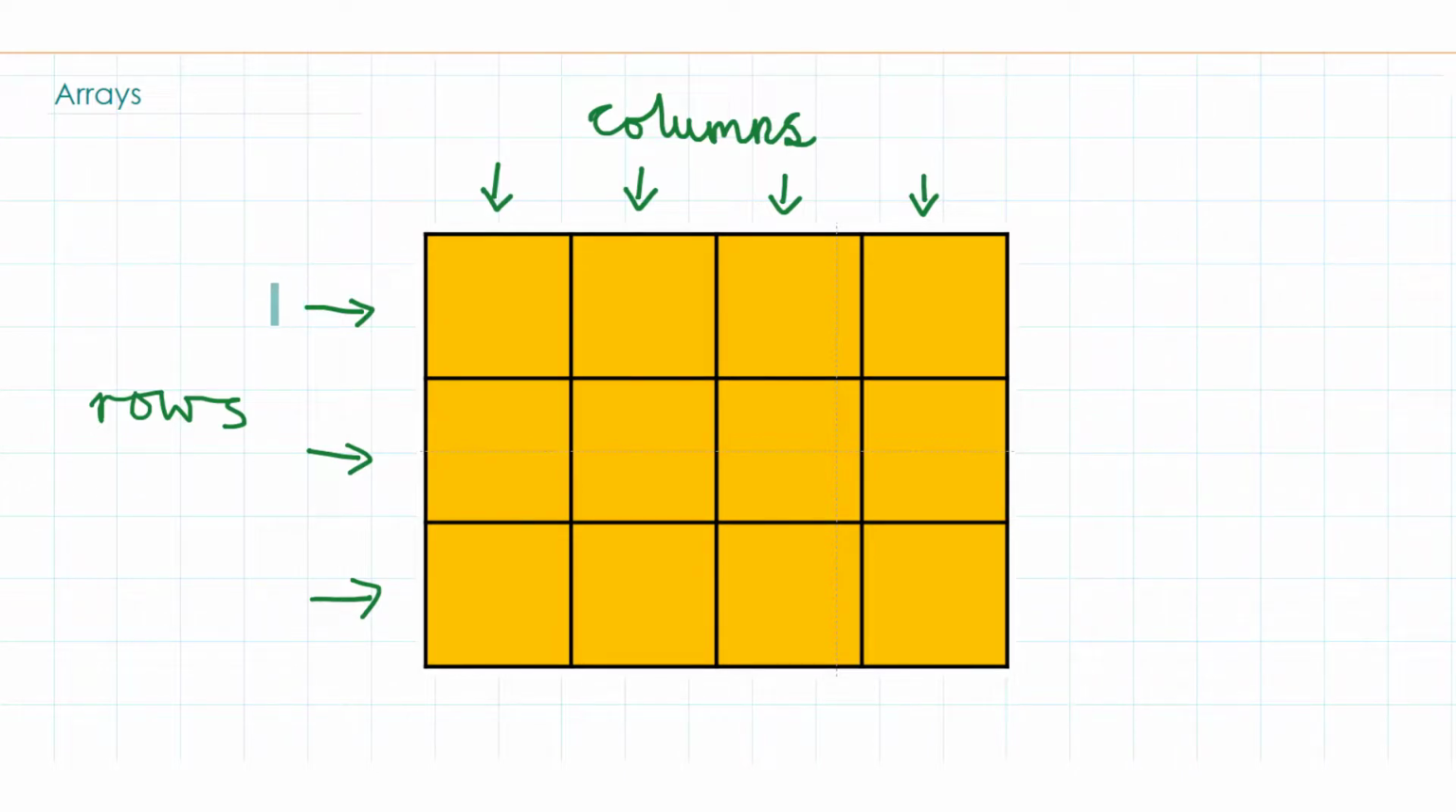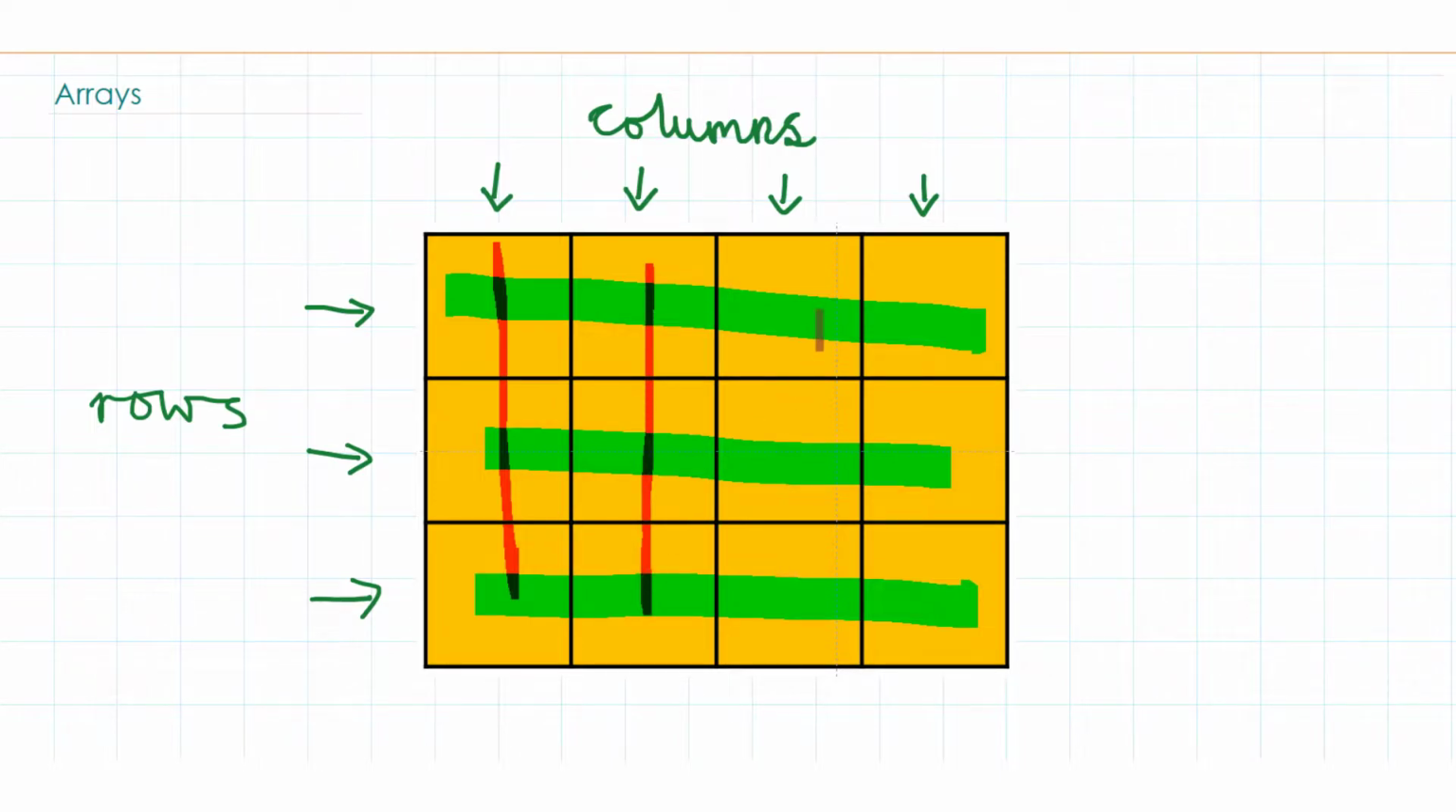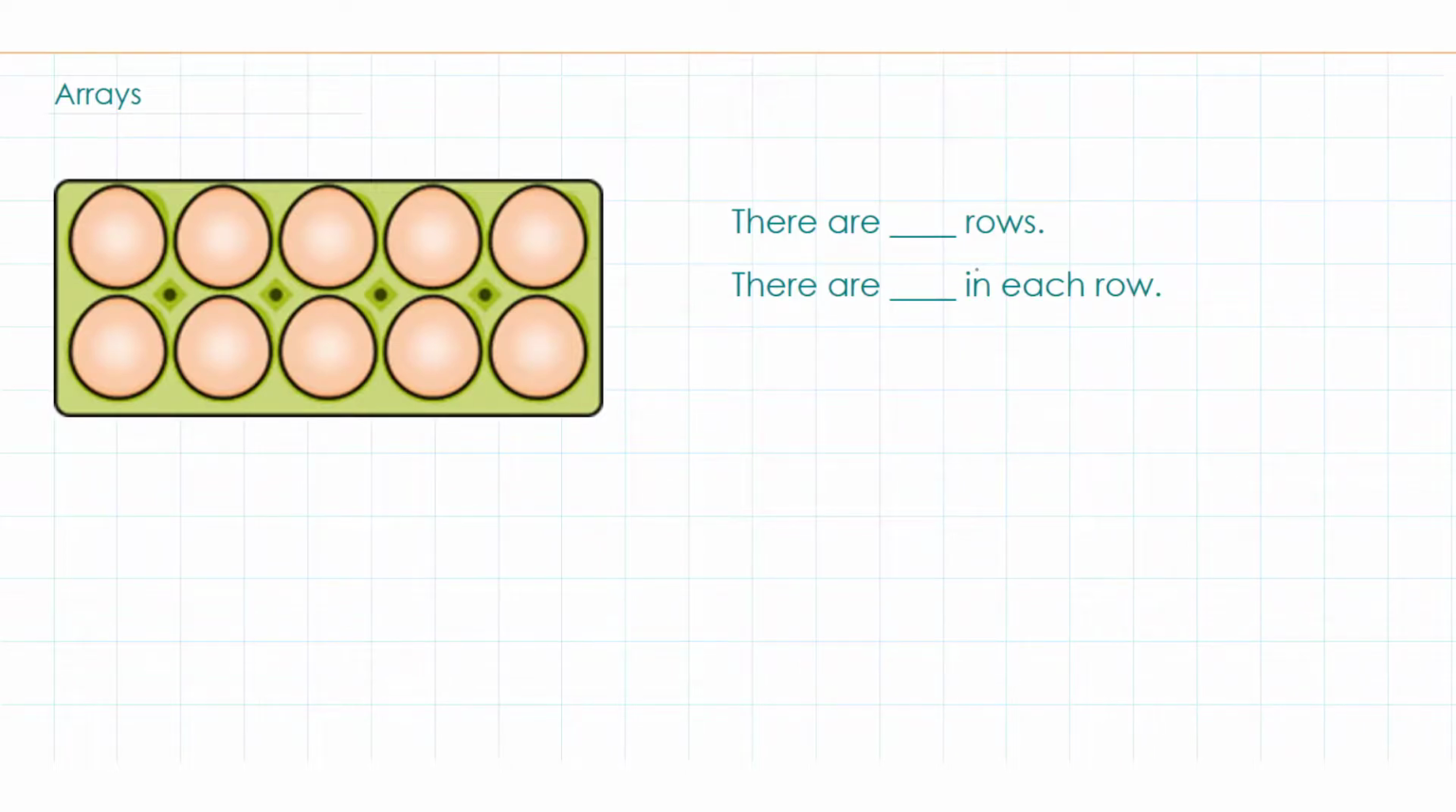In this array, how many rows are there? Well, there are 3. 1 row, 2 rows, 3 rows. And how many columns are there? Well, there's 1, 2, 3, 4 columns. Let's look at some examples. Can you see the tray of eggs here? Well, trays of eggs come in arrays, don't they? Because there's always going to be the same number of eggs in each row and each column. That's before you take any eggs out of the tray, of course.